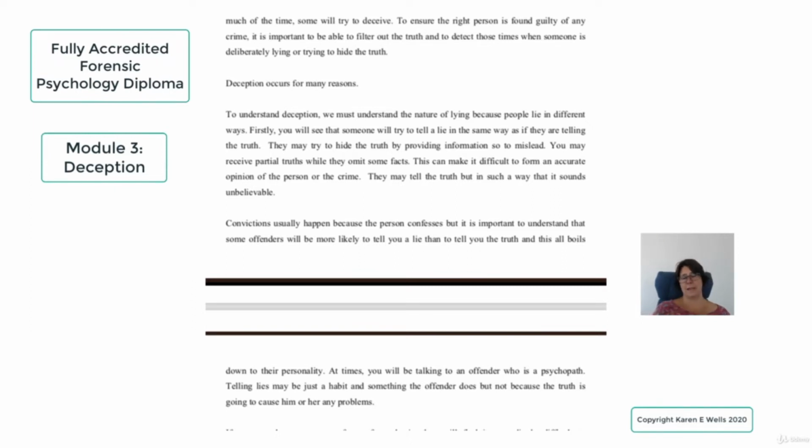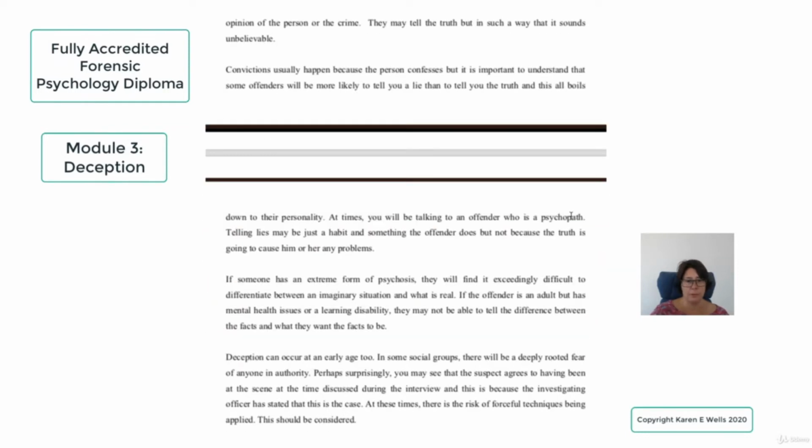Now, to understand deception within the role of a forensic psychologist, we've got to understand the nature of lying, because people lie in different ways. Somebody will try to tell a lie in the same way as if they're telling the truth. They might try to hide the truth by providing information to mislead somebody. You might receive partial truths, and they might omit some facts. This can make it difficult to form an accurate opinion of the person or the crime. They might tell the truth, but in such a way that it would sound unbelievable.